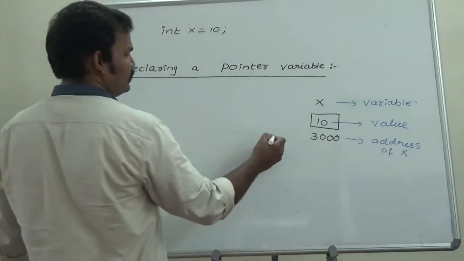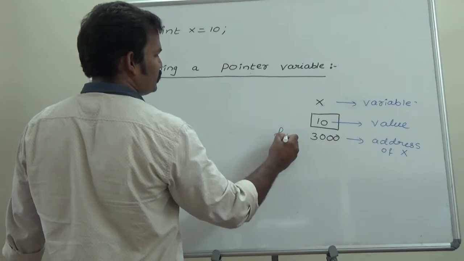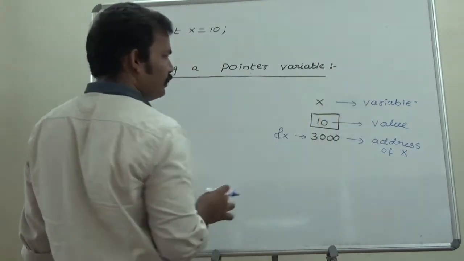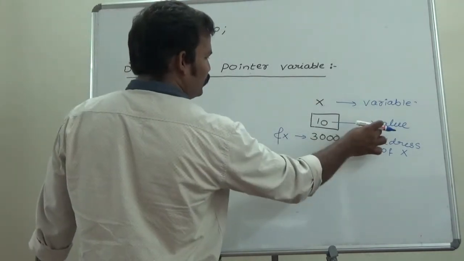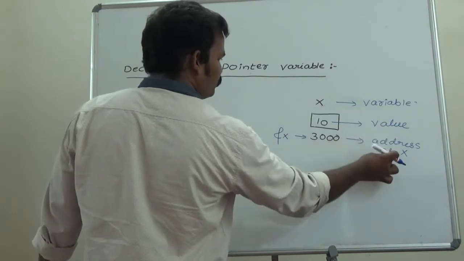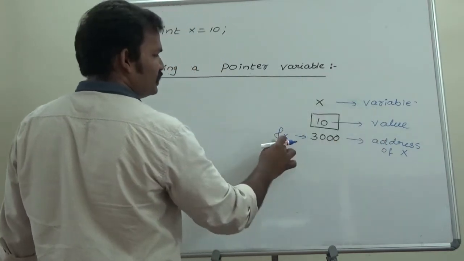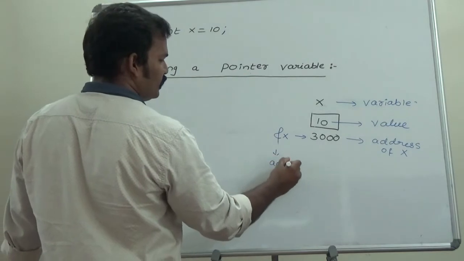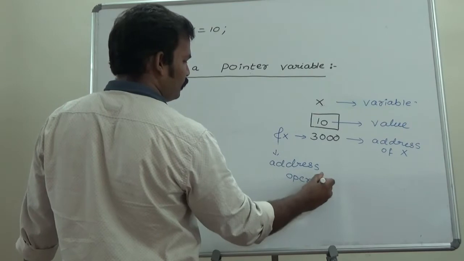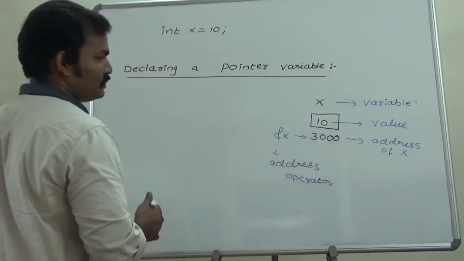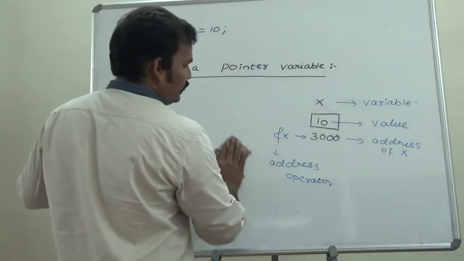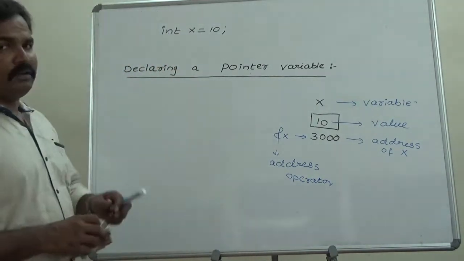So the address of x. Clear? X is a variable, 10 is the value stored in the x variable, and 3000 is the address of the x variable. This is the address operator. So the address of x is 3000. Clear? Now we will see declaring a pointer variable.